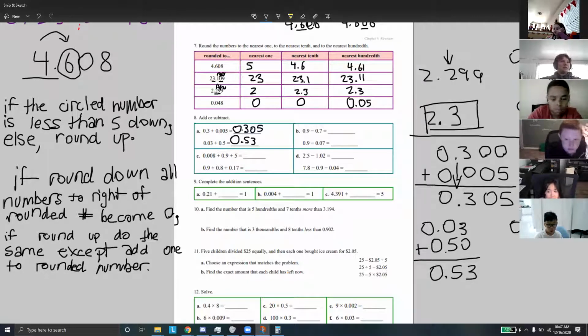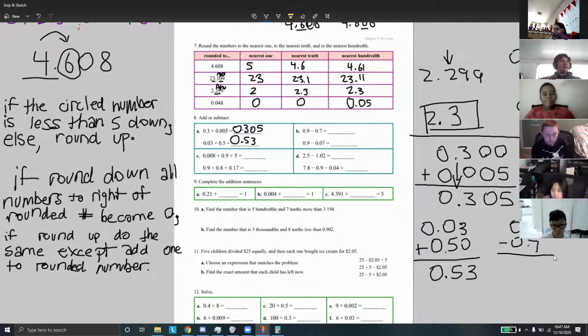Okay, so now we have some subtraction problems. 0 and 9 tenths minus 0 and 7 tenths. We can imagine this is money once again, a lot with decimals. 9 dimes minus 7 dimes is 2 dimes. Or we just do it like normal. 9 minus 7 is 2. Drop this decimal. Great.